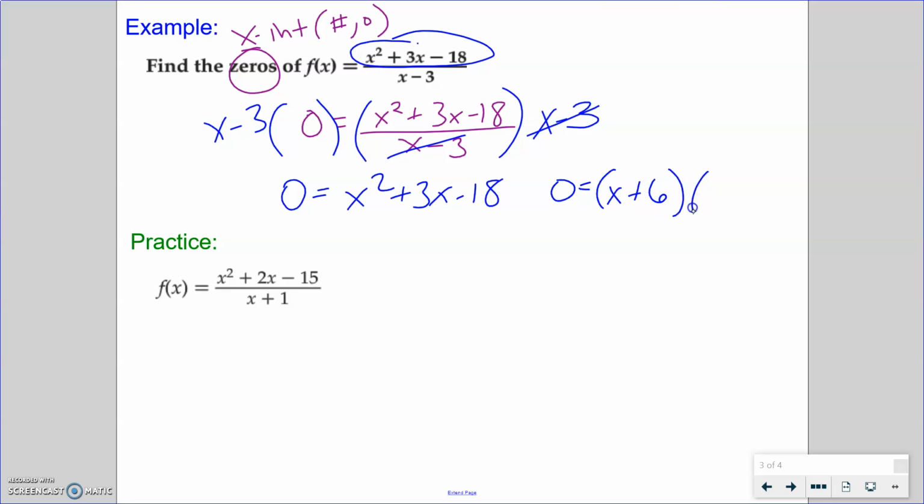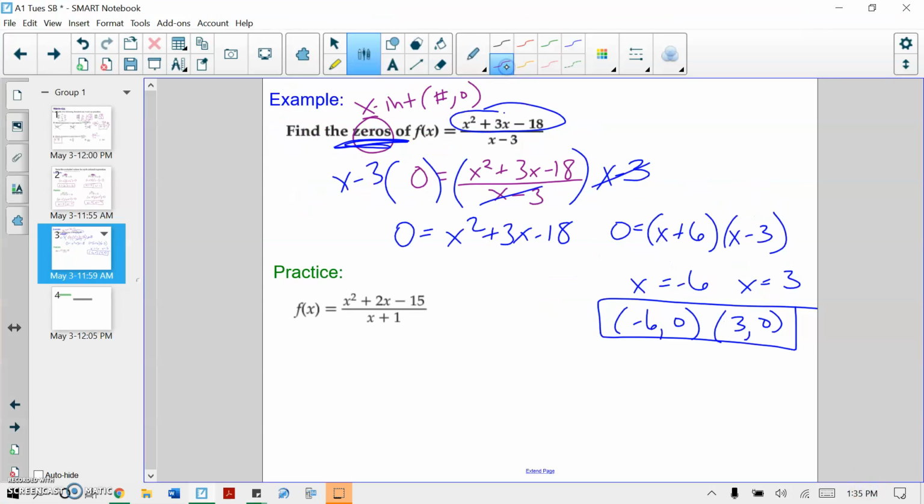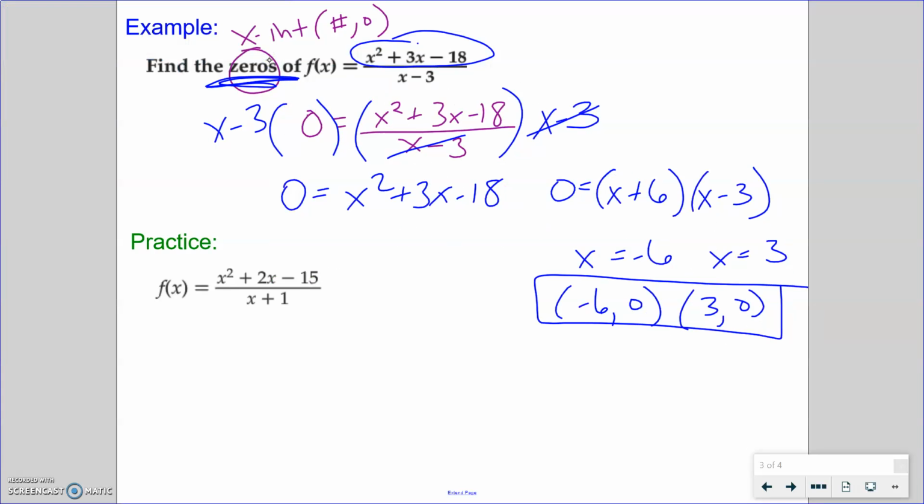Positive 6 and negative 3 would be my factors. So my solutions would be negative 6 and positive 3. But because we don't want solutions, we want zeros, I'm going to write them as x-intercepts. So I'm staying consistent with what they're asking me to find. Go ahead and practice this one down at the bottom. Pause the video when you are ready and then unpause it to see the final answer.